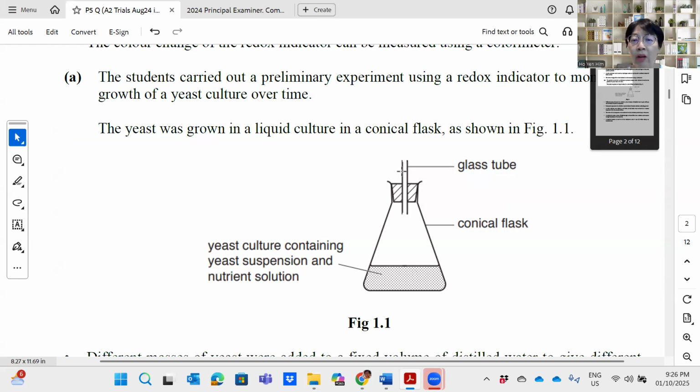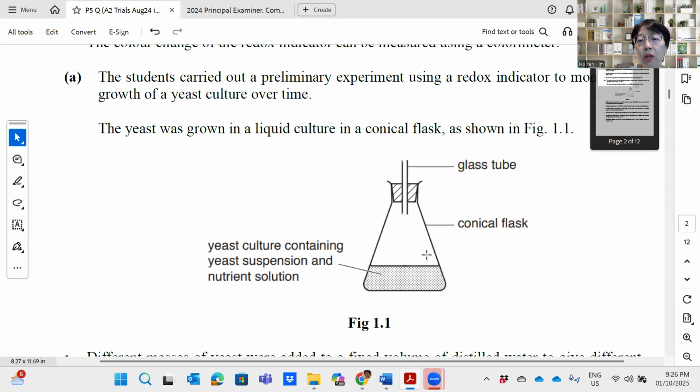If you keep it open, that means the air outside can come in, right? Okay. So keep it open for the air to come in. Of course, this is not so good, right? Second way is you don't stopper it.